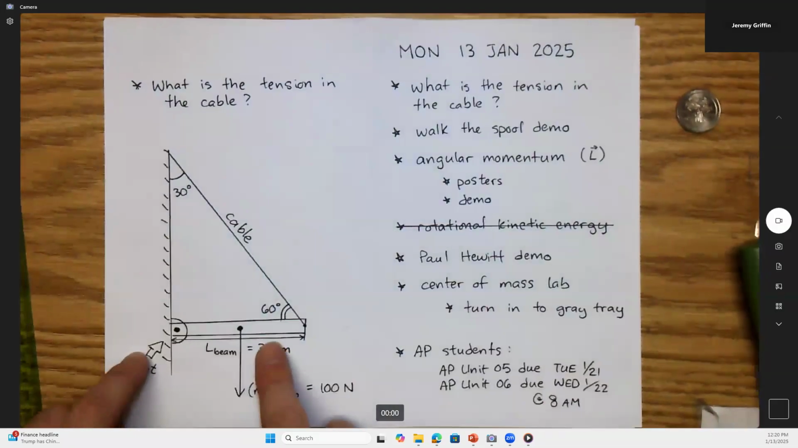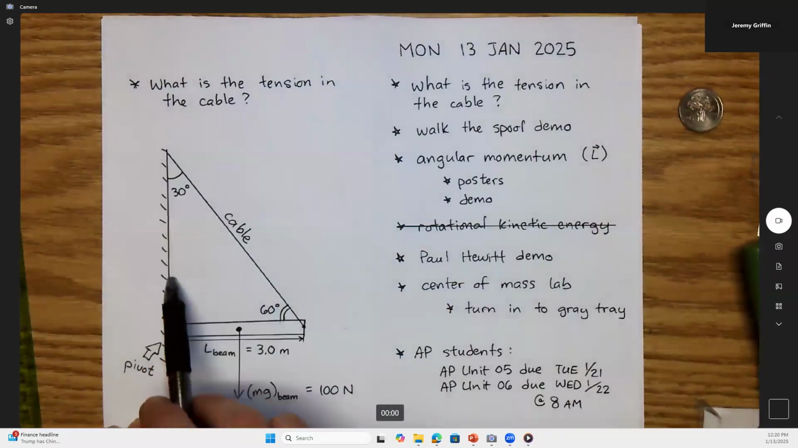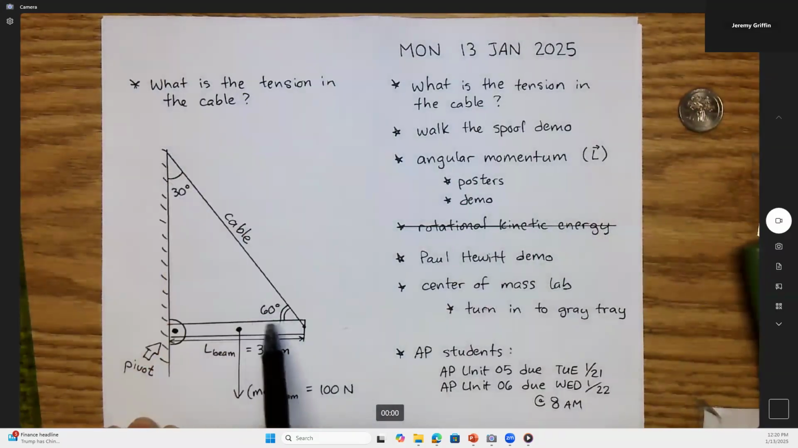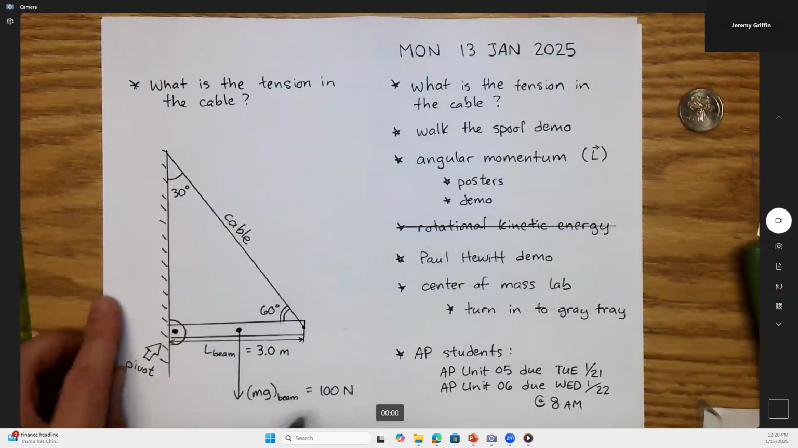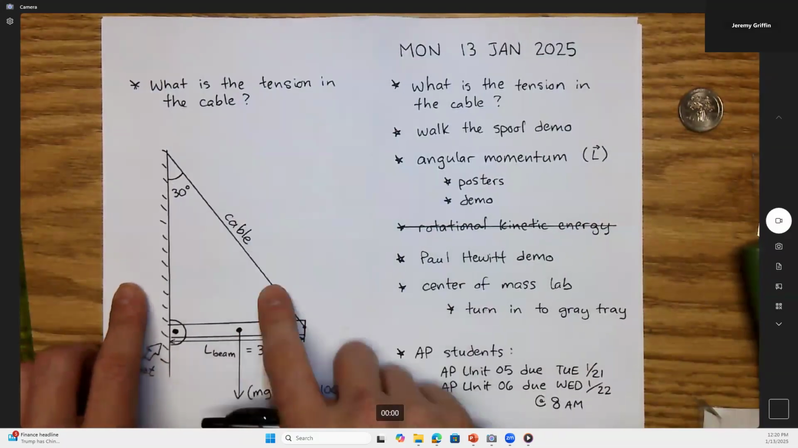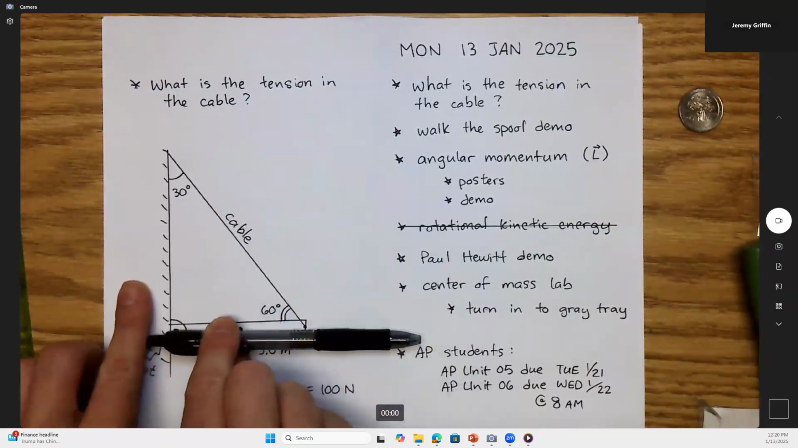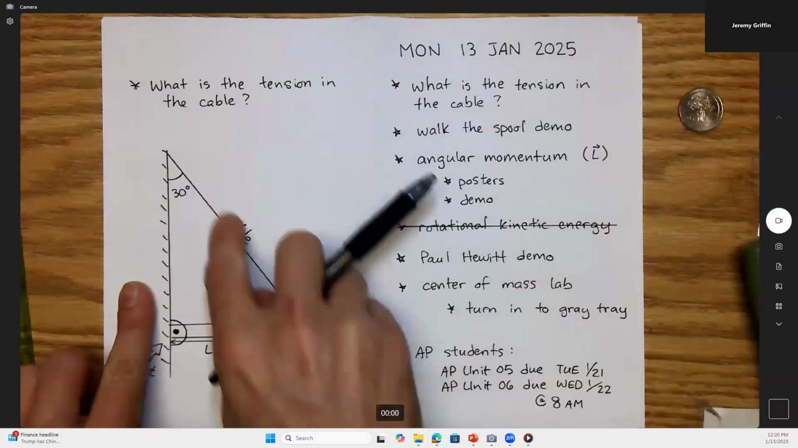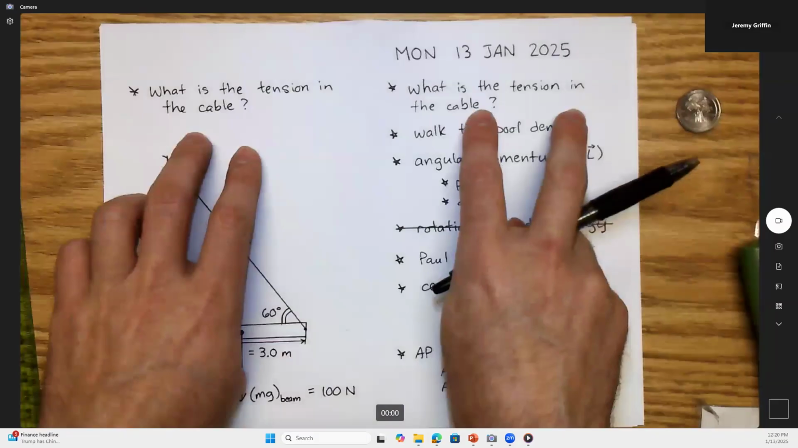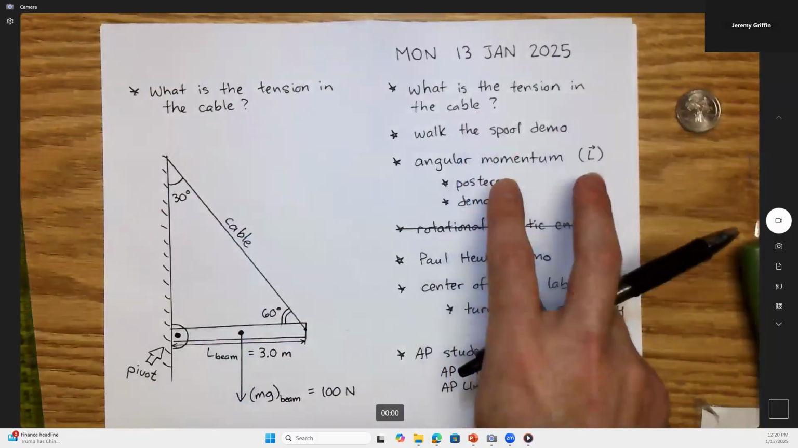Hey, this setup looks pretty similar. Look at that. Here it is. What's the tension in the cable? Here's a cable holding a beam that's at this pivot point joint fixed to a wall. You guys see that? Okay. So guys, if this cable wasn't here, what would this beam do? Would it just fall down clockwise, like that? But the cable's holding it in place. What's the tension? So there's your starter question there. Looks pretty similar to your lab on Friday.